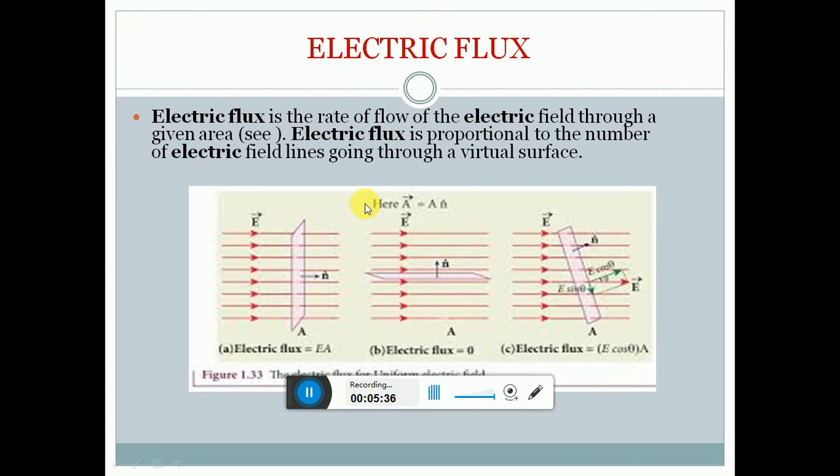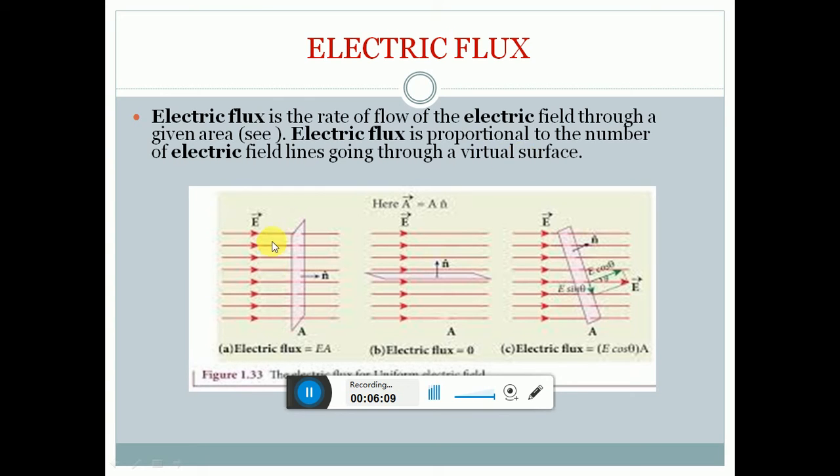After getting an idea of electric field lines, we are going to see electric flux. What do you mean by electric flux? By definition, electric flux is the rate of flow of the electric field through a given area. The difference between electric field lines and electric flux is that electric field lines may be any number, but for electric flux we have to consider the given area through which the field lines are flowing. So electric flux is proportional to the number of field lines going through a virtual surface.